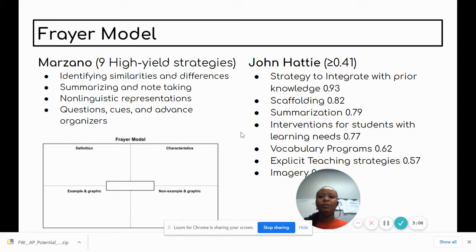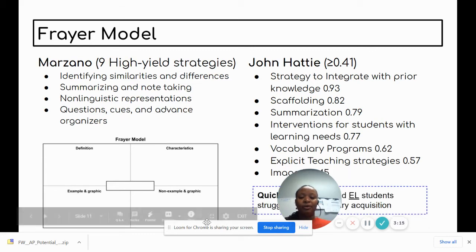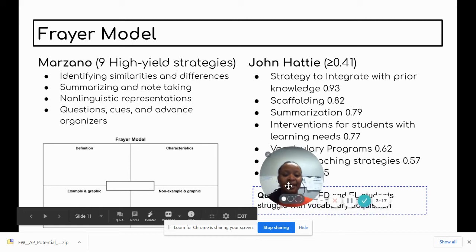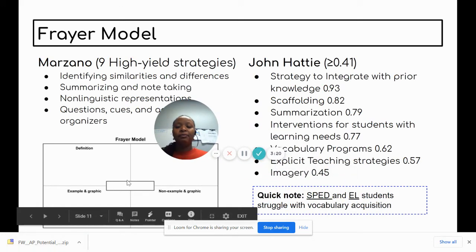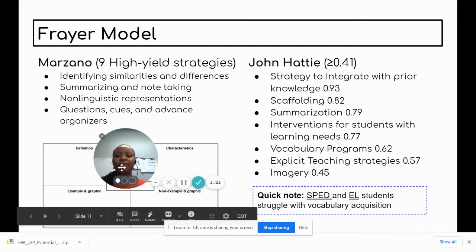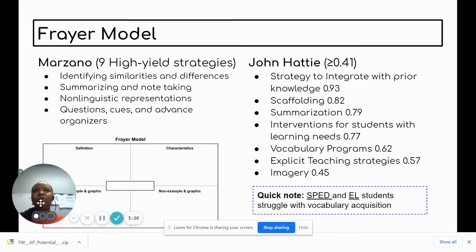So what I would suggest, I don't like people reinventing the wheel. I will take the assessment that you guys, hold on one second. Another thing, when I said students with learning needs, Frayer models are really good for students who struggle with vocabulary acquisition. Those students who receive special education services or English language services struggle with vocabulary, and this is a good tool to help them embrace it, learn it, and internalize it, because it links prior knowledge. But anyway, back to the task at hand.